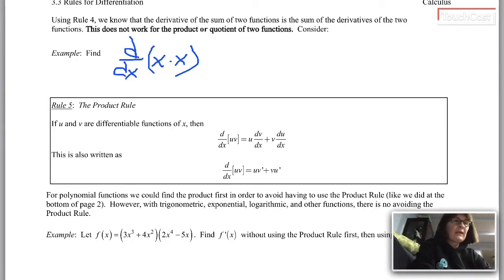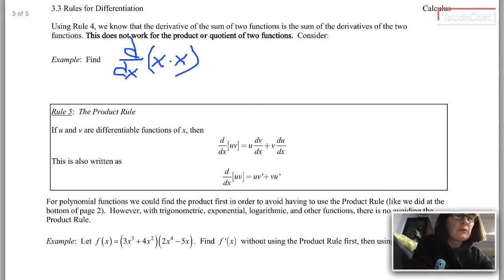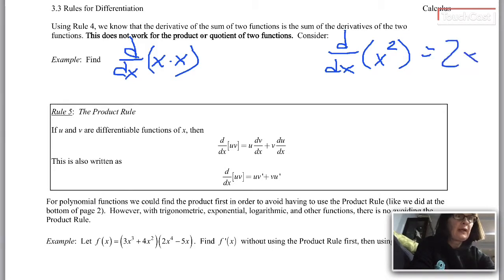So what we already know is that the derivative with respect to x of x squared, I can use the power rule, is 2x. But notice if I try to use this non-rule, which is that I can find the derivative of a product by just finding the product of the derivatives, then I would say, I'm going to write this in red so that we know it's wrong.